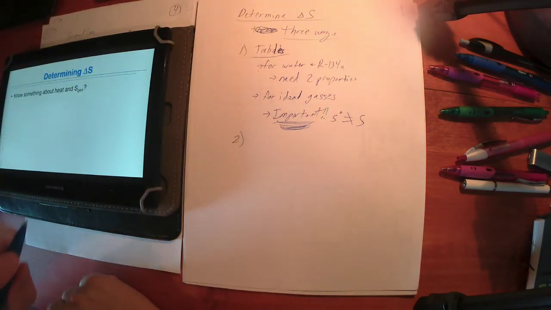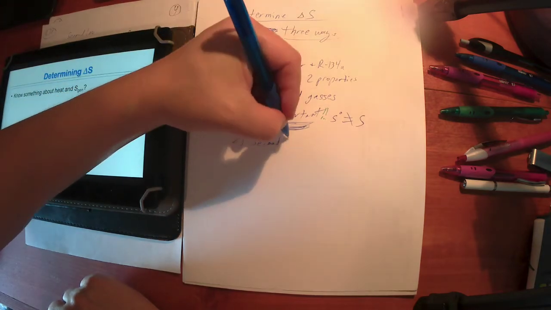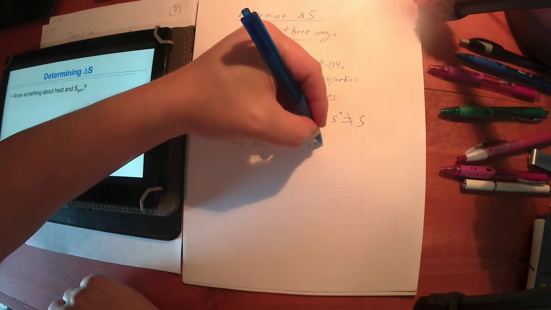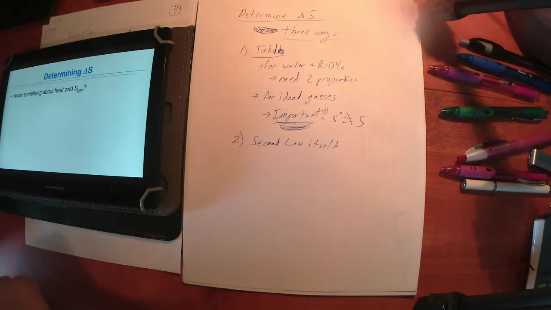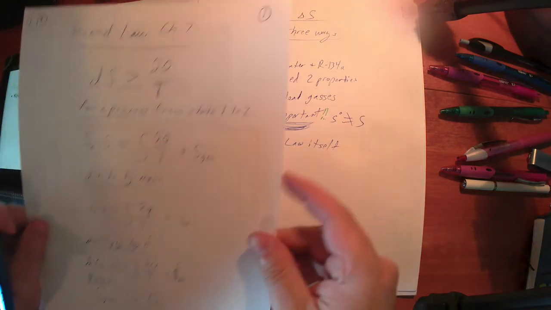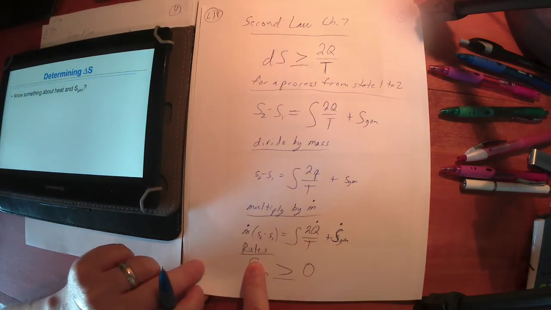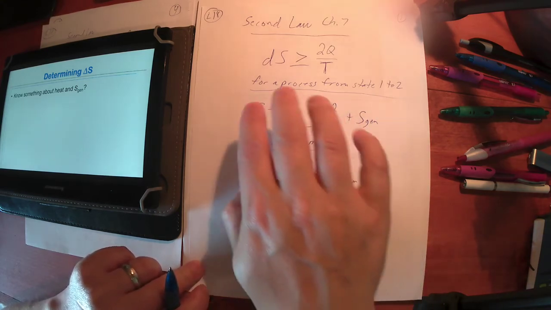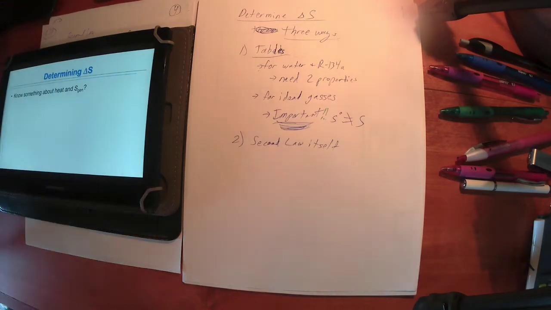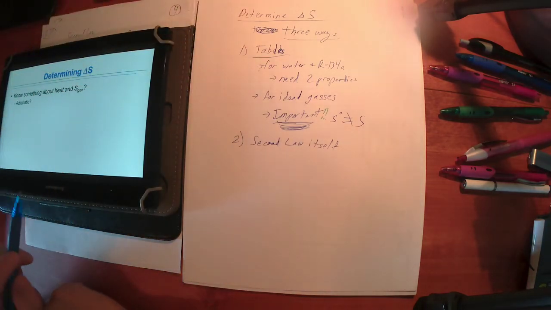Second thing, what I like to call the second law itself. Okay? The second law itself. What does that mean? Well, if you look at the second law, if I'm trying to determine delta S, that just means if I can quantify this right-hand side of the equation, that gives me delta S. So do I know something about the heat transfer and S generation?